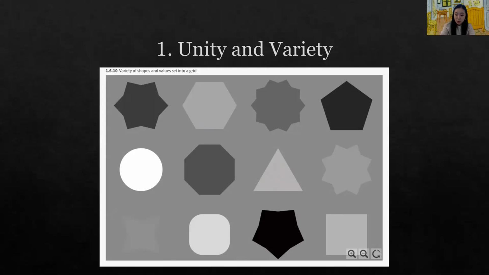This example shows a composition of shapes set into a rectangular grid. Even though the grid structure is predictable, the variety of shapes and values counteracts the rigid structure. Many artists use this kind of variety to express an energy that would be lost if there were too much unity. So variety is the artist's way of giving a work of art a jolt.